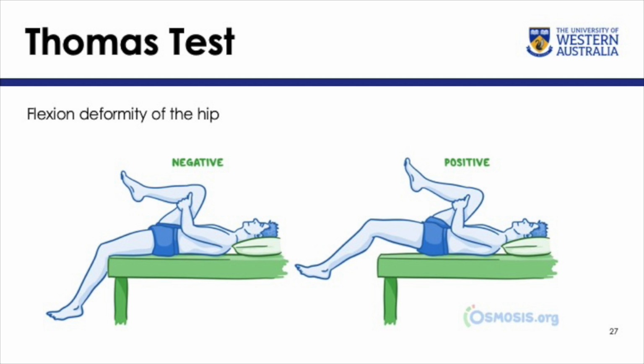The examiner in step 3 then passively brings the affected hip into extension. If there is a fixed flexion deformity, they will not be able to get the hip into full extension without the pelvis beginning to tilt anteriorly. At the point where the pelvis begins to tilt, the degrees of extension of the hip are measured, and this is the fixed flexion deformity as demonstrated in this illustration.